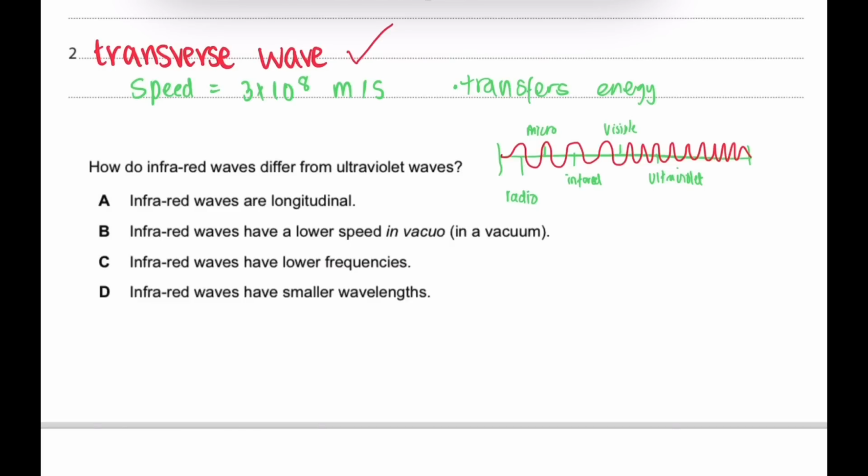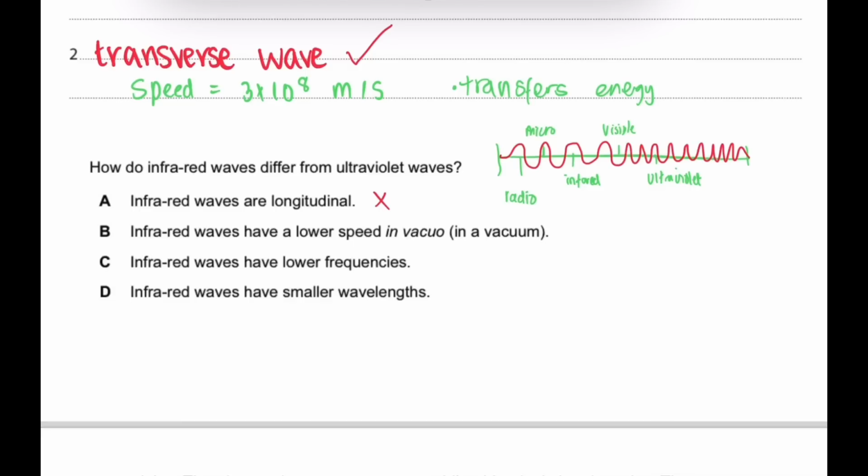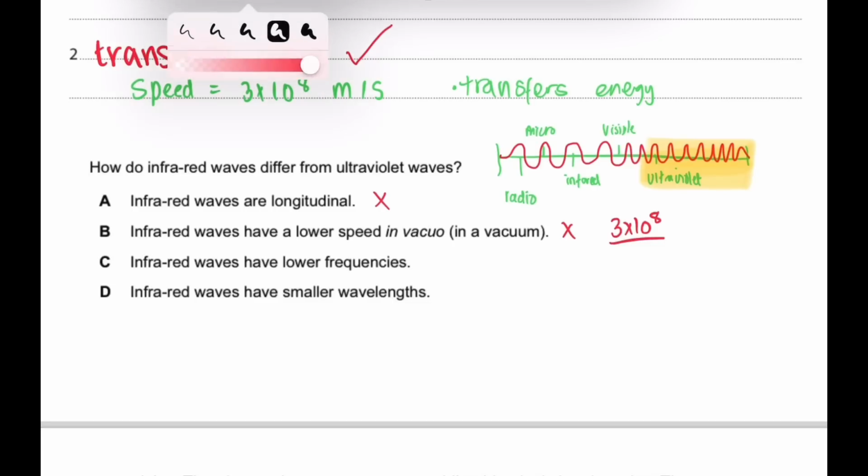So A, infrared waves are longitudinal. We know that is incorrect because they are all transverse. B, infrared waves have a lower speed. Nope, they all travel at the exact same speed of 3 times 10 to the power of 8. C, infrared waves have lower frequencies, and D, infrared waves have smaller wavelengths. So as you can see here, I have drawn for you the electromagnetic spectrum. You can see that the ultraviolet side have a higher frequency but smaller wavelengths. So this means C is the correct answer because infrared waves have lower frequencies.